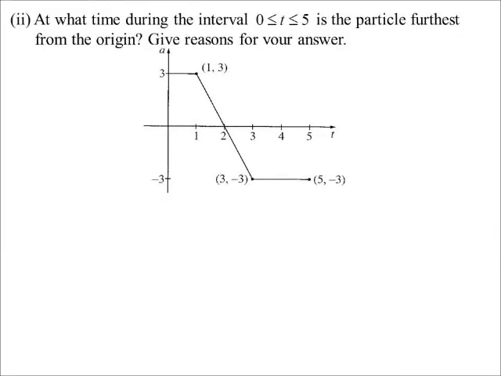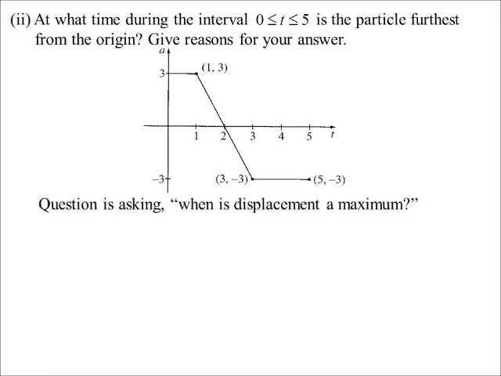At what time during the interval is the particle furthest from the origin? So it might be plus, it might be negative. All right. When is displacement a maximum is what this is saying. When is displacement a maximum? Well, displacement is a maximum when velocity is equal to 0.